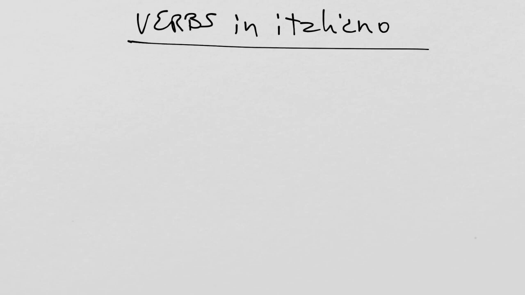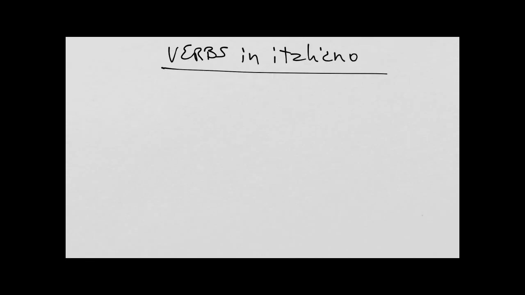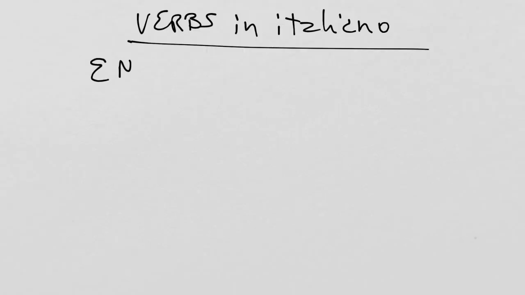We are now going to talk about verbs in Italian. When you start reading or learning Italian, one of the first things you discover is that you can leave out the subject in front of a verb. What does it mean? Let's look at English.